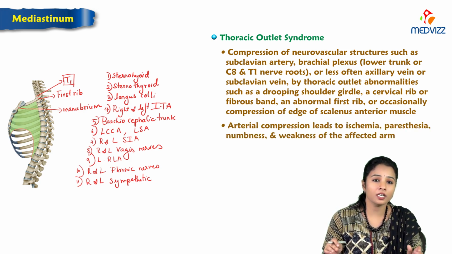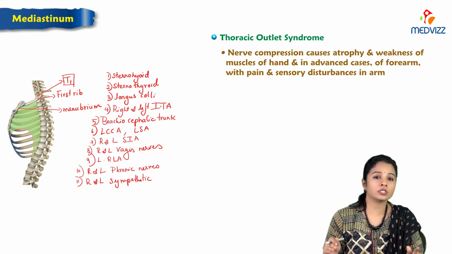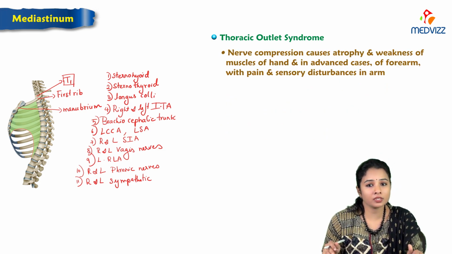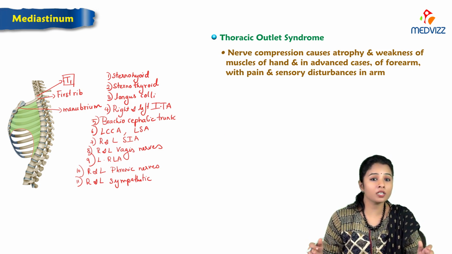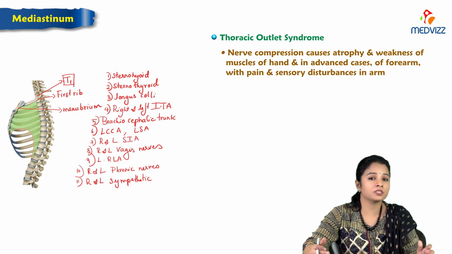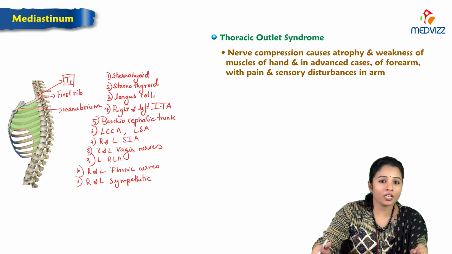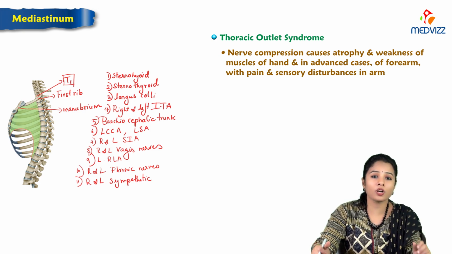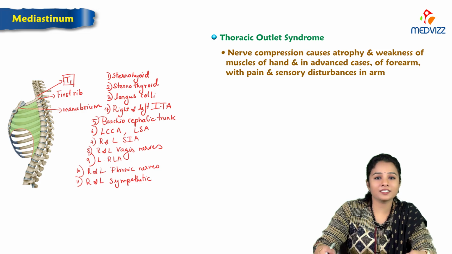Arterial compression leads to ischemia, paresthesia, numbness, and weakness of the affected arm. Nerve compression causes atrophy or weakness of the muscles of the hand because the brachial plexus is getting compressed here, and in advanced cases, forearm pain and sensory disturbances in the arm may also be associated because of the compression of brachial plexus. So this completes thoracic outlet syndrome, which is also called thoracic inlet. So we completed the mediastinum. Thank you.